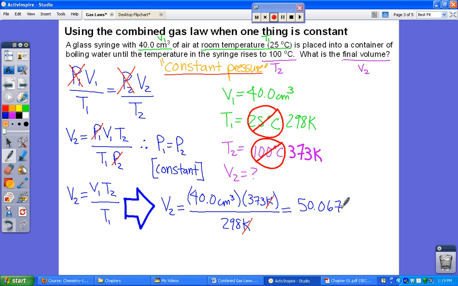Now I need to interrogate it for significant figures. This one here had 4. That one originally had 2. But we normally don't get our significant figures from temperature. We'll get them from the volume measurement. That was three significant figures. So therefore, our final answer will be 50.1 centimeters cubed.